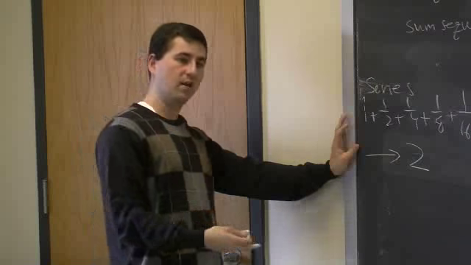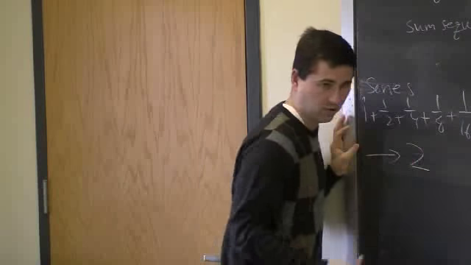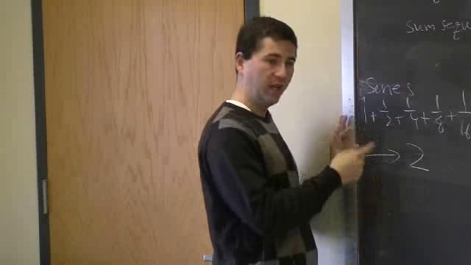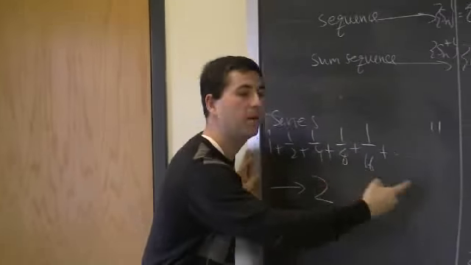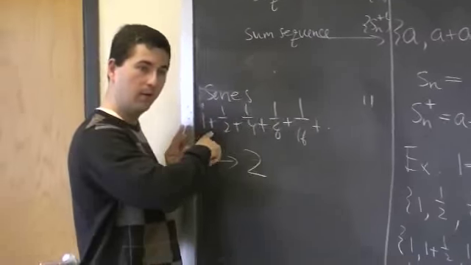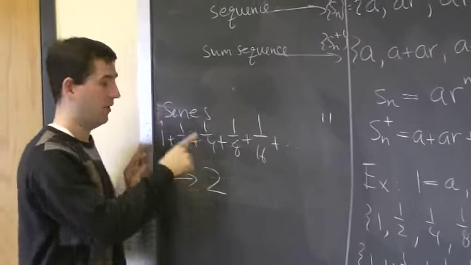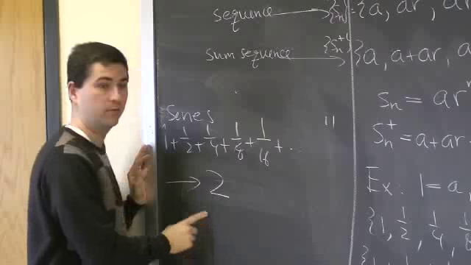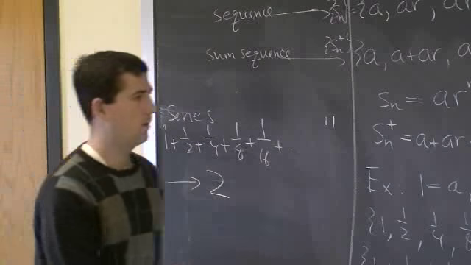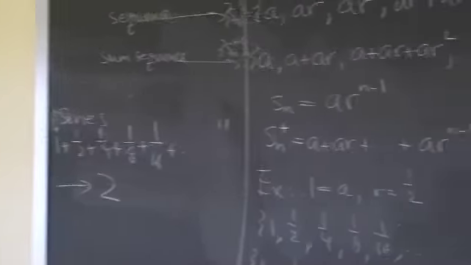Even though it makes no sense to actually add up all these things. You can't add up an infinite number of things. We can define the sum of these infinite things formally to be 2, because the sum sequence converges to 2. Okay, so let's see if we can prove it.